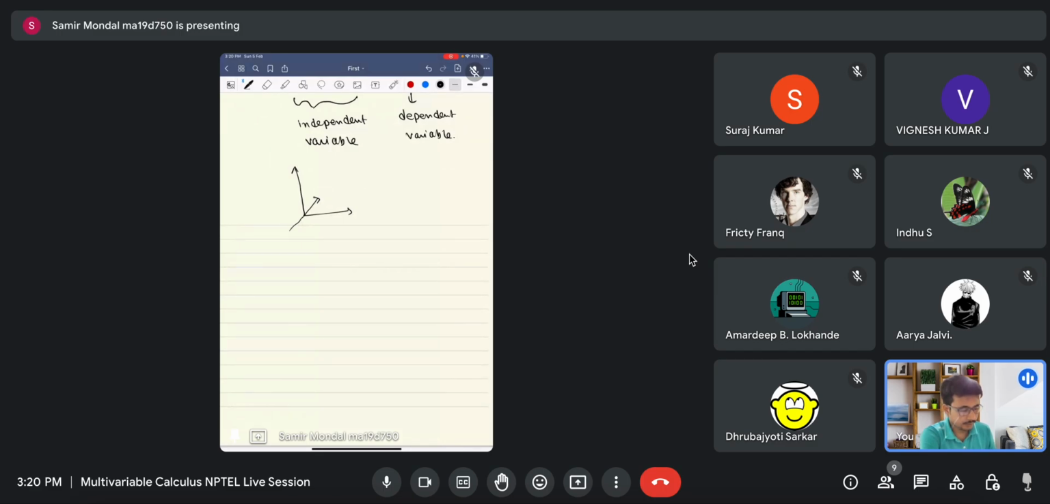Three independent variables say something about your position, and this variable t is time. Space time, yes, we are in space time. So here these three variables tell about your position and this variable tells about time.